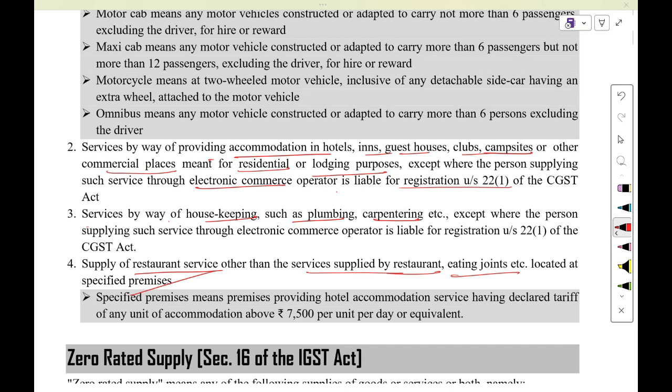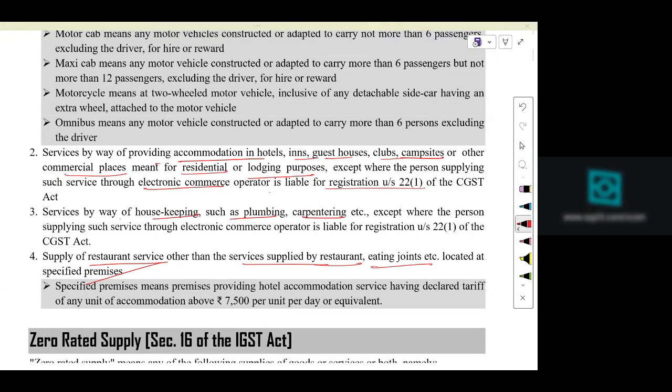Okay. What do you mean by zero rated supply? Zero rated supply. Sometimes if goods are exported or supplied to an SEZ zone, it is treated as zero rated supply. What do you mean by zero rated supply?